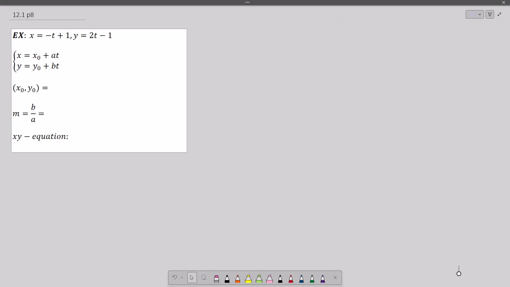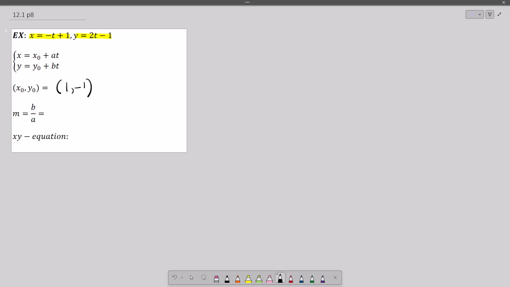Okay, so we've got this parametric line right there. Those are the parametric equations. What is x naught, y naught in this case? One, negative 1. So we take the t value of 0 and plug it into both places, plug in t equals 0. So it's just the constants, right? It's the x constant and the y constant. So 1 comma 0. 1 comma -1. Plug in 0.